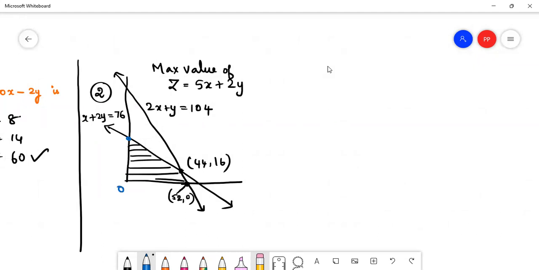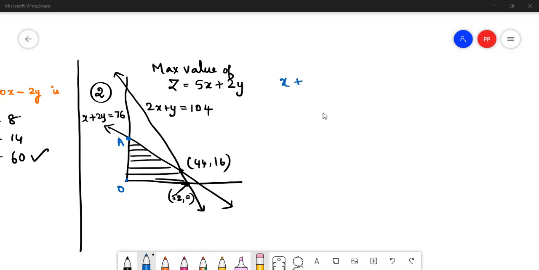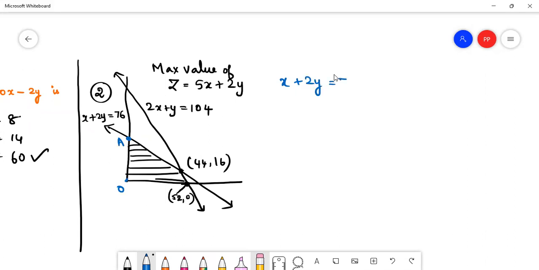So here, Srihari, what is point A? How can I find out the coordinates of A? Yes, ma'am. How can I find the coordinates of A? x is 0, 2y is equal to 76. So I have to just substitute x is equal to 0 here. So I will get 2y is equal to 76 and y is equal to 38. So A would be the point 0, 38. Substitute it here.